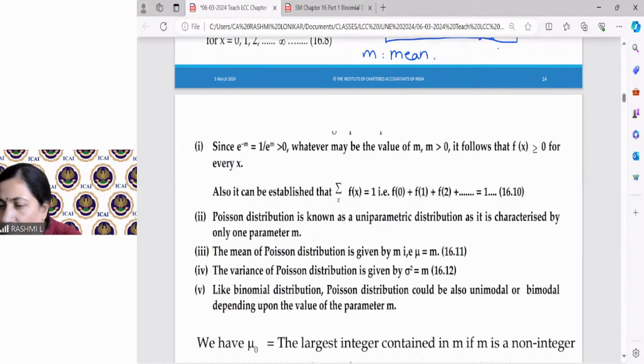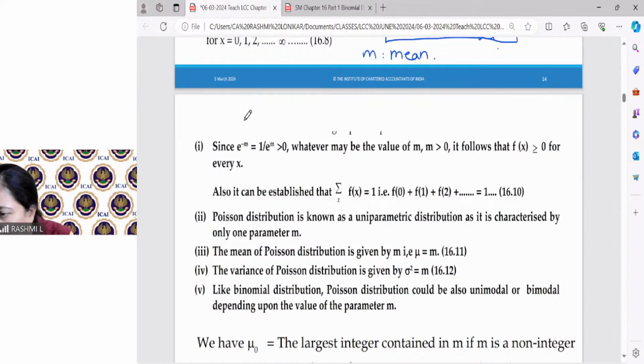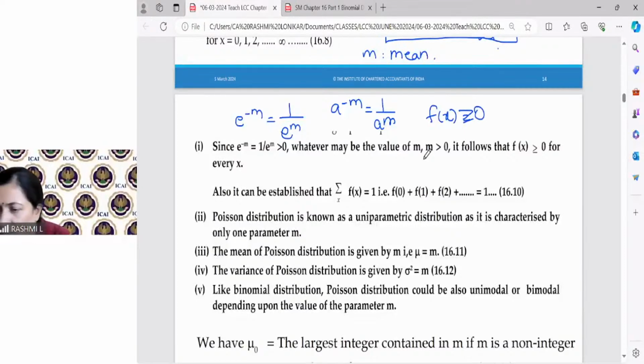Now, e raised to minus m can be written as 1 upon e raised to m. You remember in indices, a raised to minus m can be written as 1 upon a raised to m. Whatever the value of m, m is always greater than 0. It follows that f(x) is greater than or equal to 0 for every x. So my probability is greater than or equal to 0 in this case.